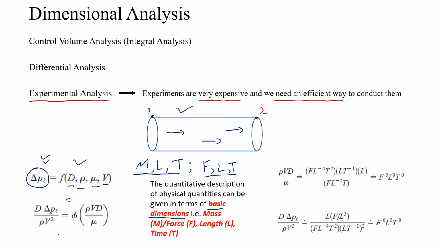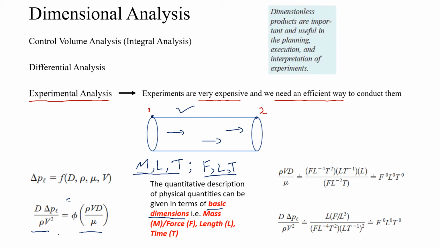It gives us a method in which we combine our dependent and independent variables into dimensionless form and equate them in the form of an equation. So this is what we are going to study today. And just to give it a final touch, these dimensionless products are important and useful in planning, execution and interpretation of experiments, because now you can see from here that we have combined the 5 variables into 2 terms.